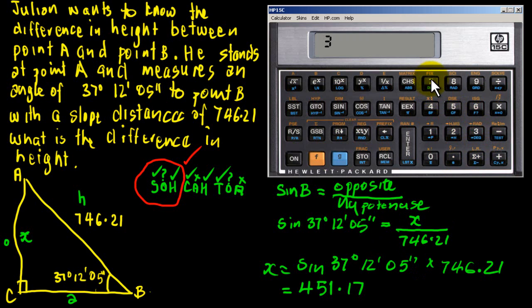So first thing we've got to do is put in our bearing, 37.1205, and that's in the degrees, minutes and seconds format, and then we've got to convert that to decimal degrees or to hours. Decimal hours is the same thing, like so. So we do that, and then we take the sine of that, and then we go 746.21 times, and we get 451.1723. We put our answer, x equals 451.17.